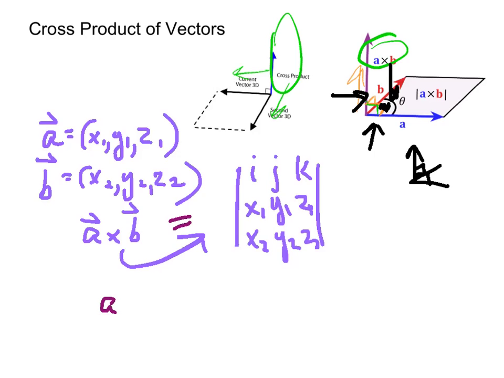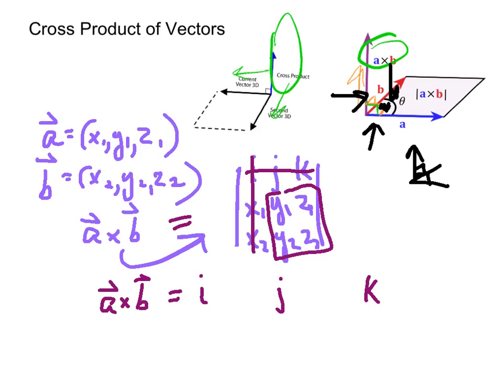We have the cross product of A and B equals. We take the first column, which is i, j, k. And then we cross off the row and the column with i, and we're left with a little 2x2 determinant that goes here. So in this case, it would be y1, z1, and y2, z2.